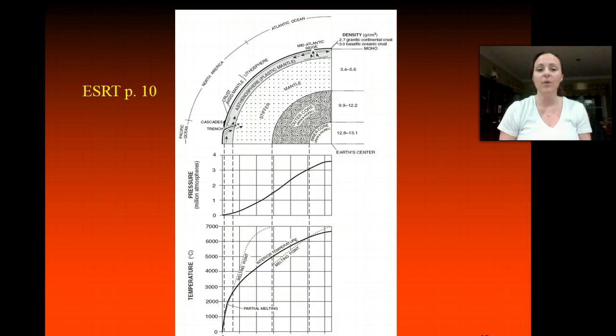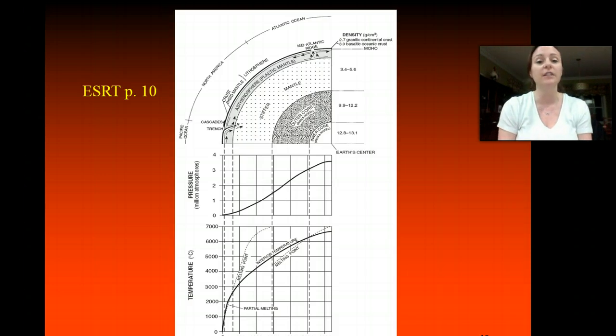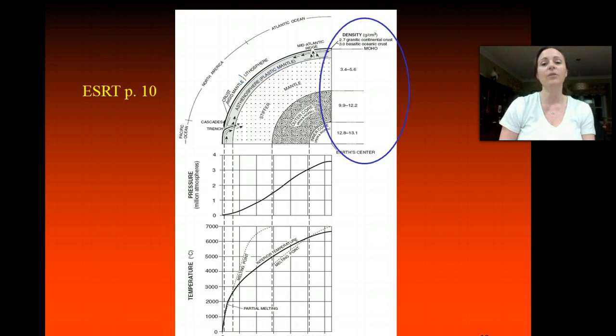I'm going to continue on and talk to you now about this page of the reference table. There is a lot of information on here. So first, if we work from the top down to the bottom, we see the lithosphere, which, as we said, makes up the Earth's crust, and it's the continental crust and the oceanic crust that create the lithosphere.